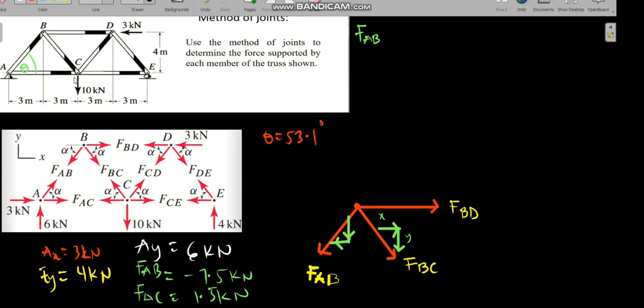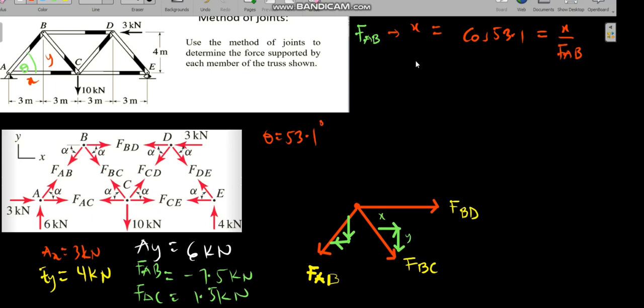If you want to write the x component, that is this side, and this will be the y component. The x is the adjacent. So for the x component of FAB, cosine of 53.1 equals adjacent over hypotenuse, so that will be x over FAB. But we got FAB to be negative 7.5, so let's keep that in mind.